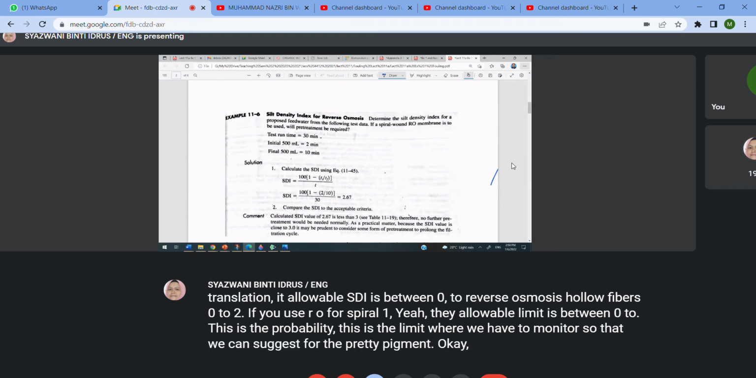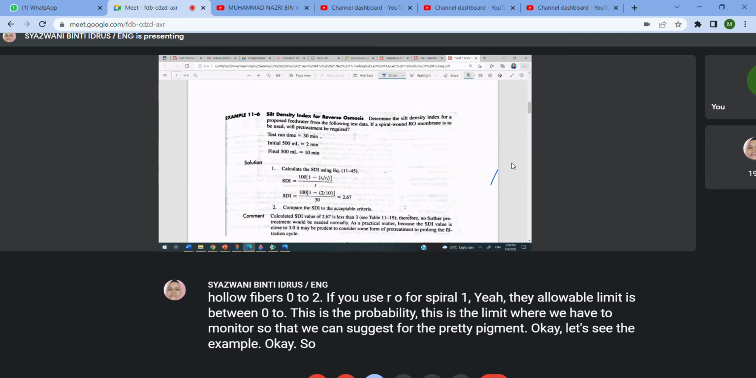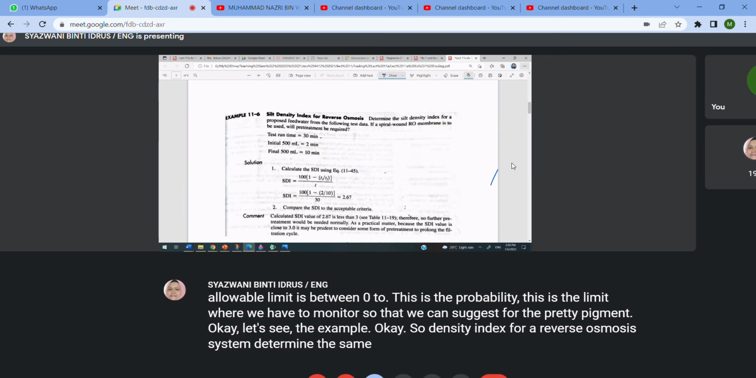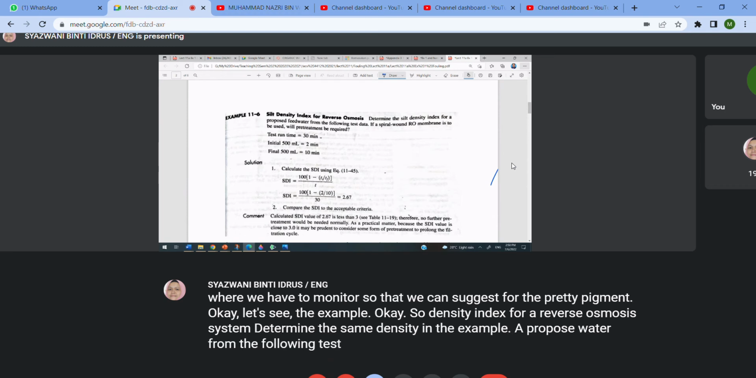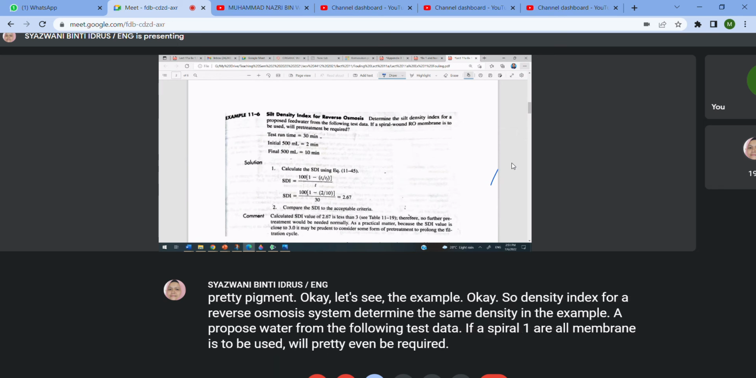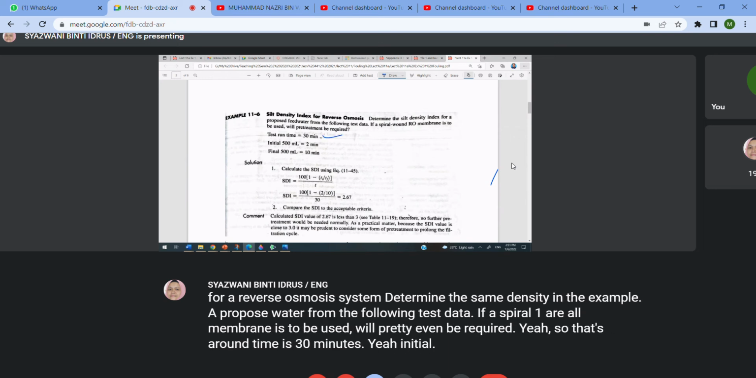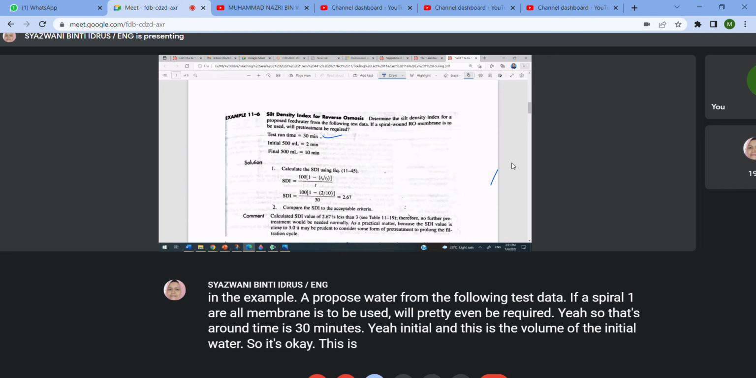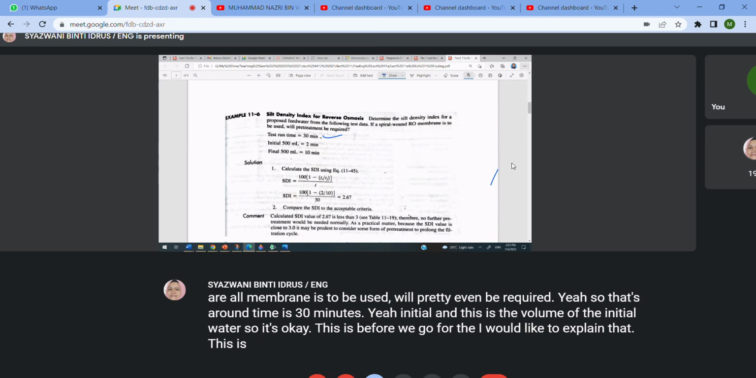Okay, let's see the example. Silt density index for a reverse osmosis system. Determine the silt density index for a proposed feed water from the following test data. If a spiral wound RO membrane is to be used, will pre-treatment be required? The test runtime is 30 minutes. This is the volume of the initial water. Before we go further, I would like to explain that this is a standard test.